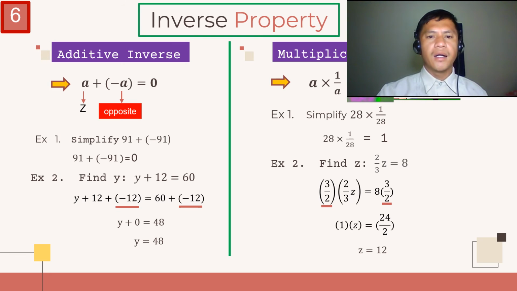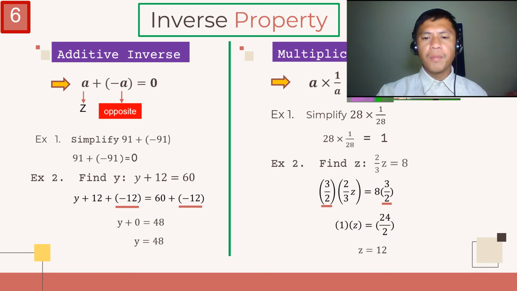And inverse property for multiplication states that there exists a unique integer 1 over a for every non-zero a such that a times its reciprocal, which is 1 over a, is just equal to 1. So when we multiply a number and its reciprocal, the result is just equal to 1. So example here, simplify 28 times 1 over 28.